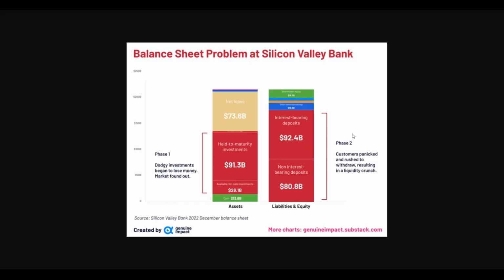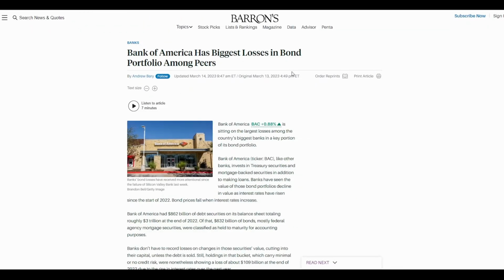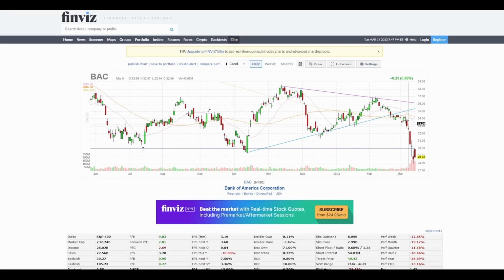Now, here's the massive issue with all of this, guys. Boom. SVB collapse highlights $620 billion hole lurking in banks' balance sheets. Now, this includes huge banks like Bank of America. Bank of America has the biggest losses in bond portfolio among peers, among the big banks. That includes JPM, Morgan Stanley, etc. Now, if we take a look at Bank of America, we can clearly see a massive, massive sell-off. It even took out the October low, and that's a direct reaction to the bond portfolio of Bank of America.